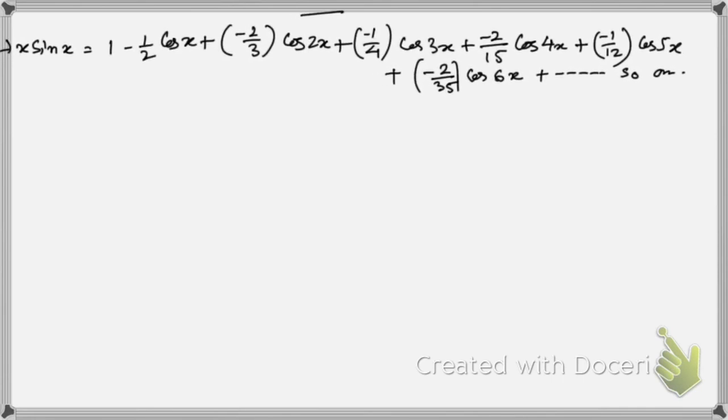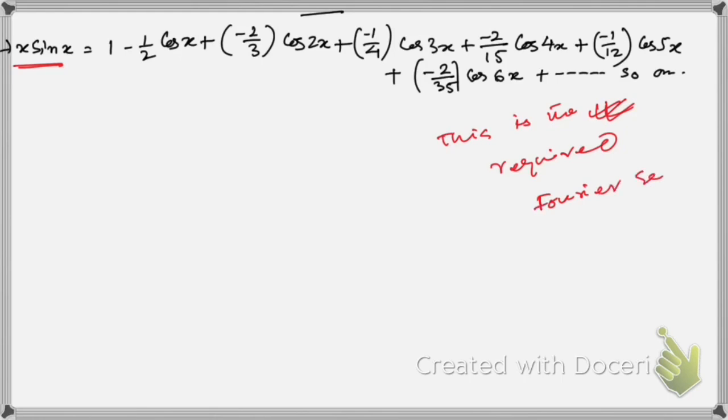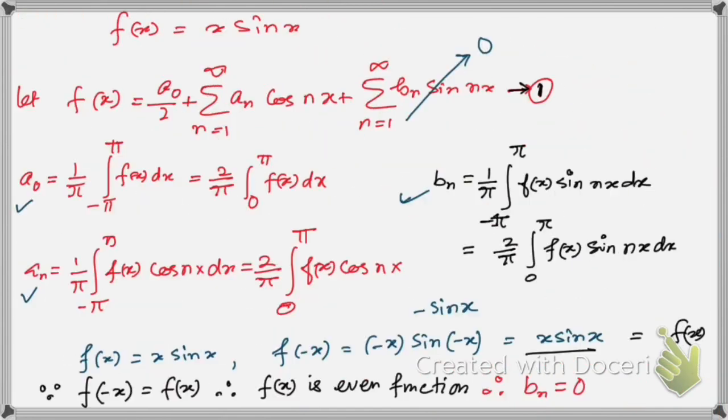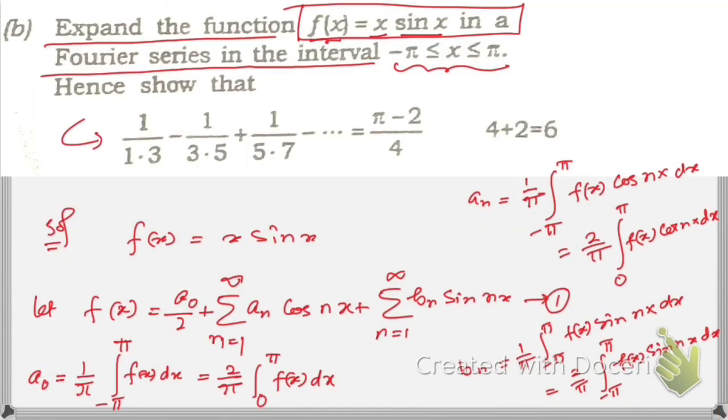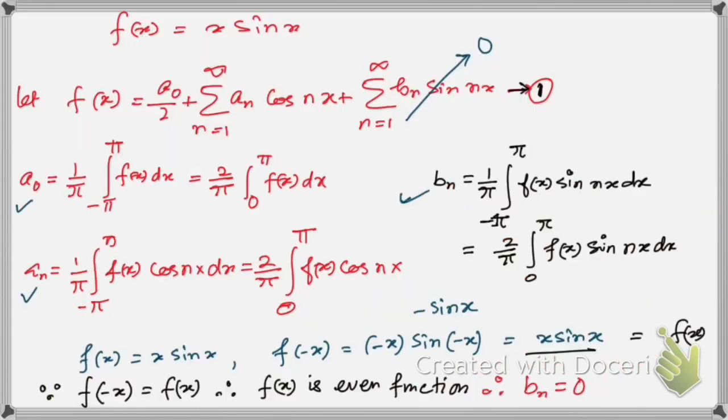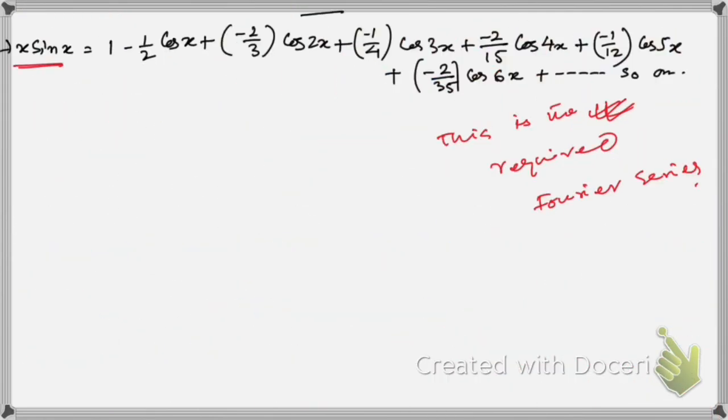So this is the result we have got. Okay, so this is the Fourier expansion of the given function x sin x. This is the required Fourier series. Okay, now we need to prove this one. Here you can see the question. So we need to show this one now. Okay, so just one more part is here.